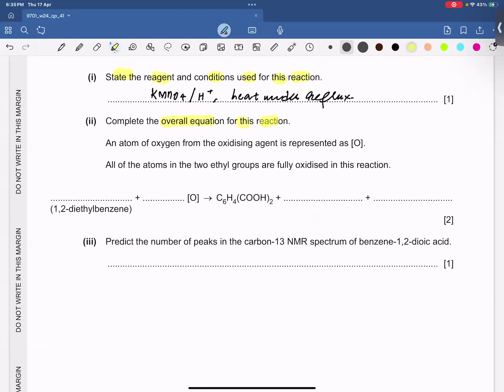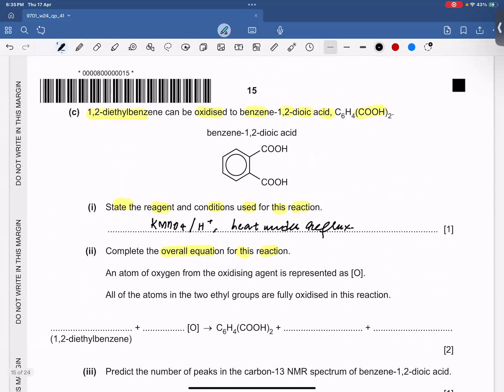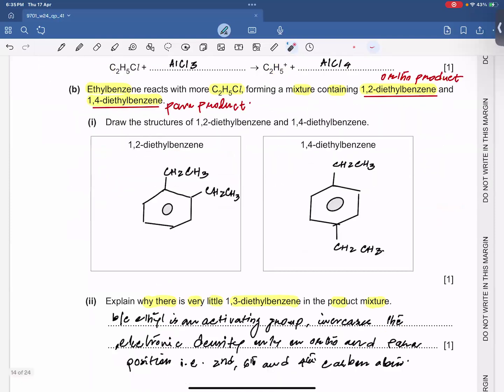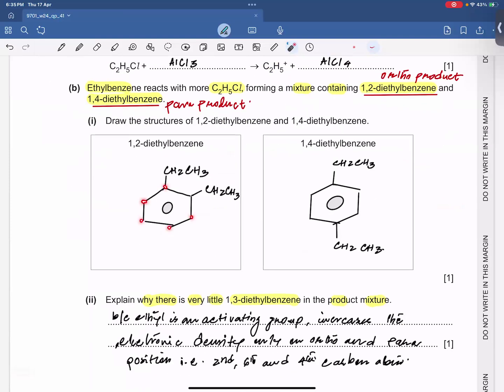Complete overall equation for this reaction. Okay, 1,2-diethyl benzene. What is the formula of 1,2-diethyl benzene? How many carbon atoms, guys? 1, 2, 3, 4, 5, 6, 7, 8, 9, 10. 10 carbon atoms here. Count the hydrogens. 1, 2, 3, 4, 5, 6, 7, 8, 9, 10, 11, 12, 13, 14. 14 hydrogen atoms. So C10H14 is basically the answer. Okay.